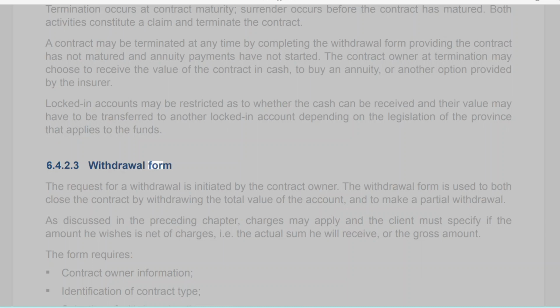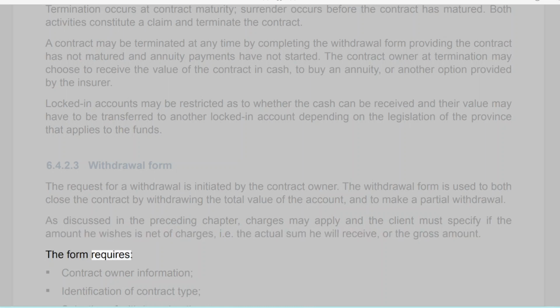6.4.2.3 Withdrawal form. The request for a withdrawal is initiated by the contract owner. The withdrawal form is used to both close the contract by withdrawing the total value of the account, and to make a partial withdrawal. As discussed in the preceding chapter, charges may apply and the client must specify if the amount he wishes is net of charges, i.e. the actual sum he will receive, or the gross amount.